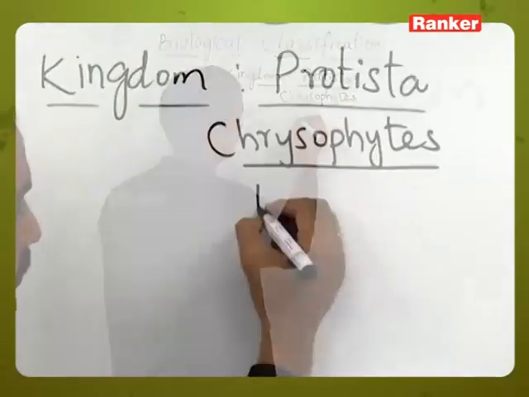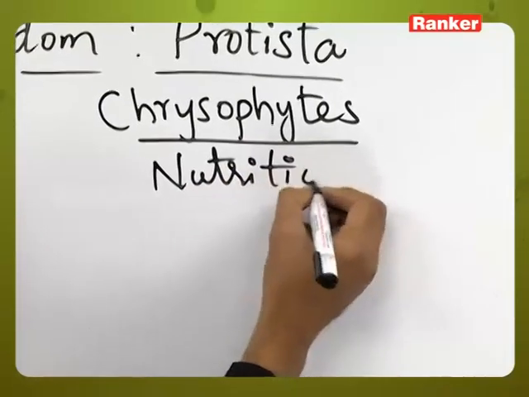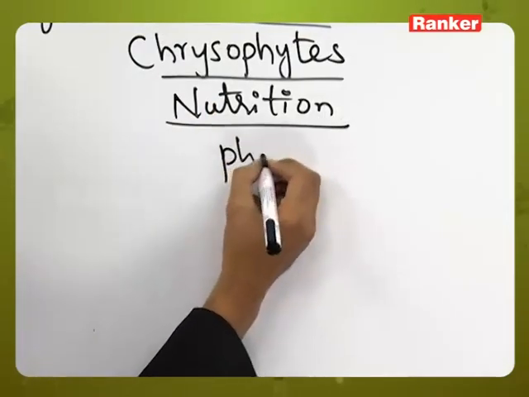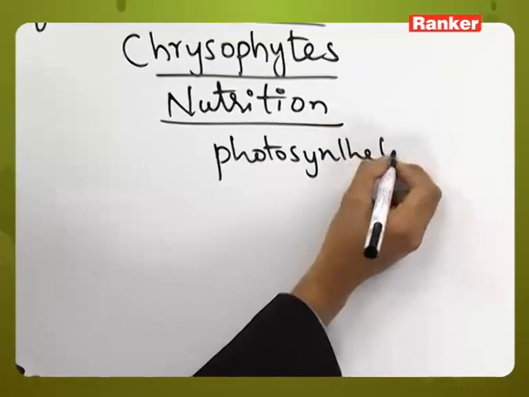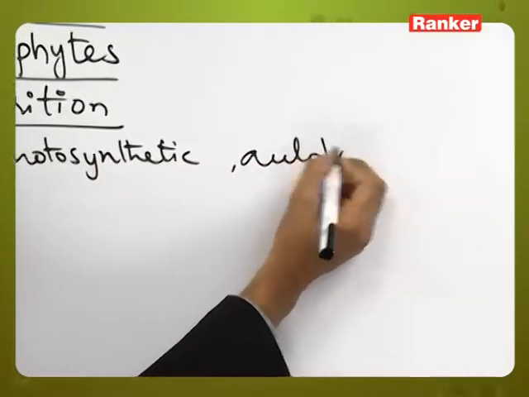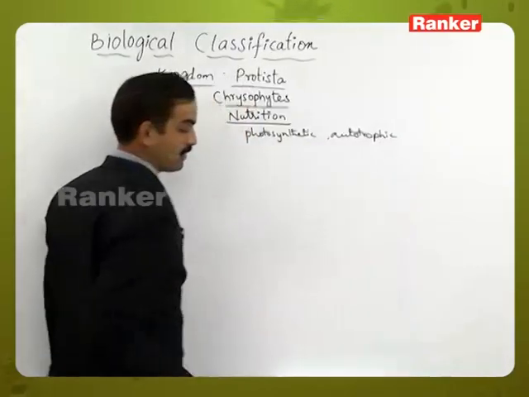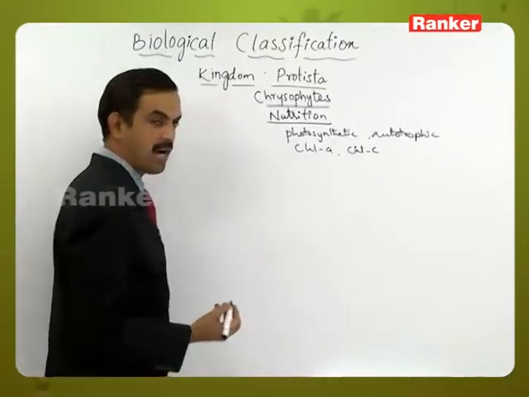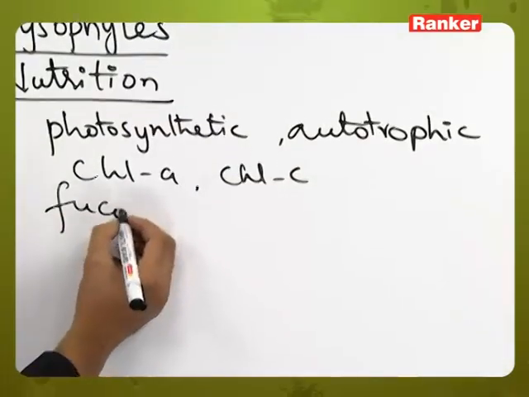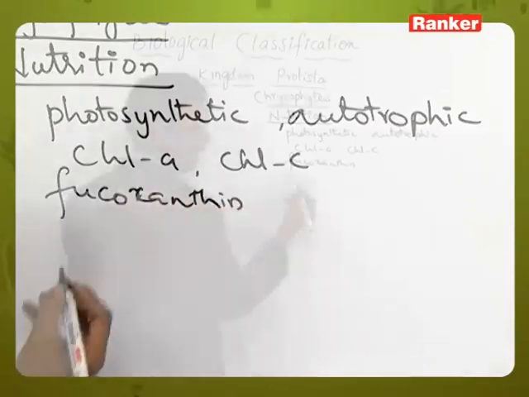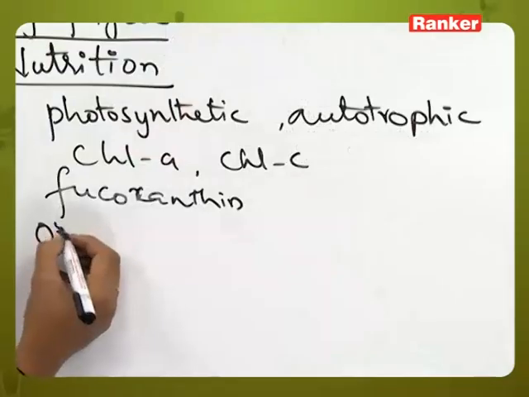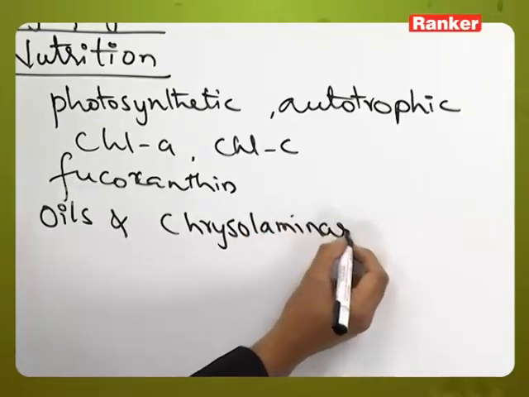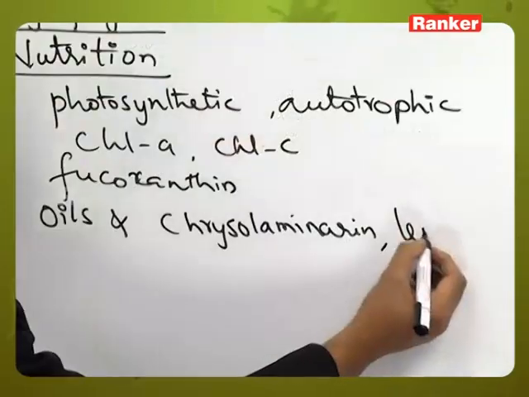Next, nutrition. These are photosynthetic, autotrophic in nature. This is because of chlorophyll A and chlorophyll C present in them. Apart from these two pigments, they have fucoxanthin also, and they store food materials in the form of oils and chrysolaminarin along with leucosin.